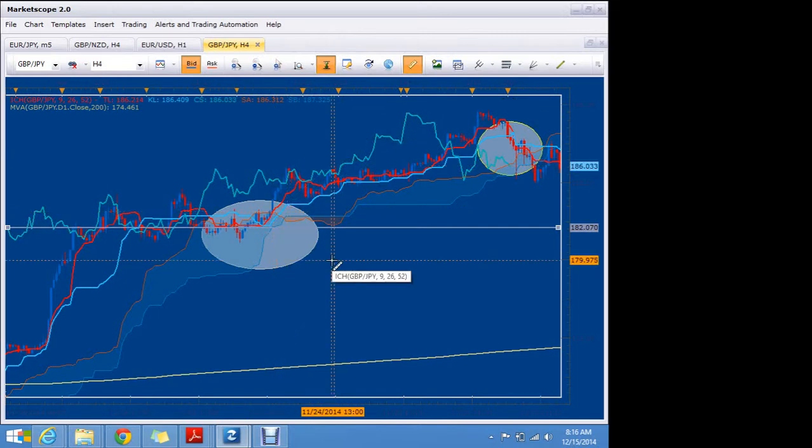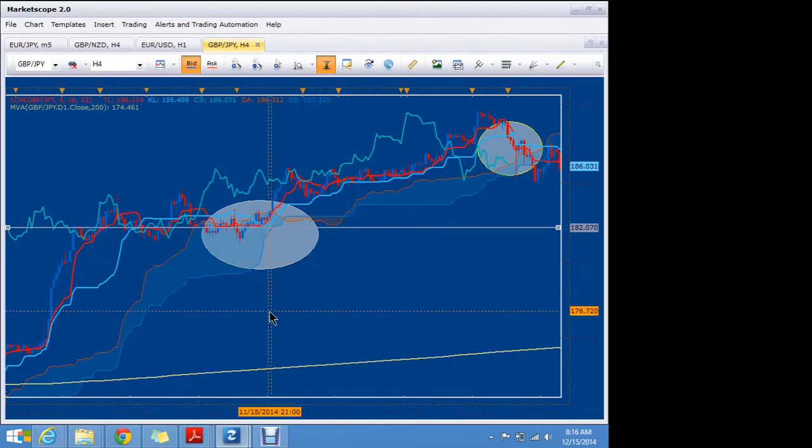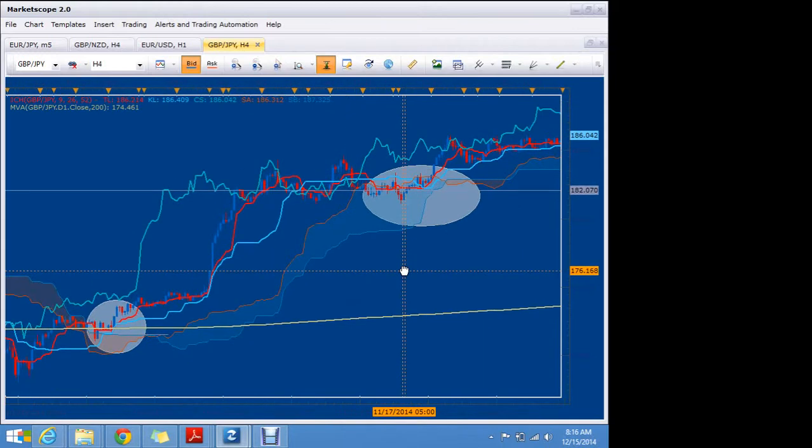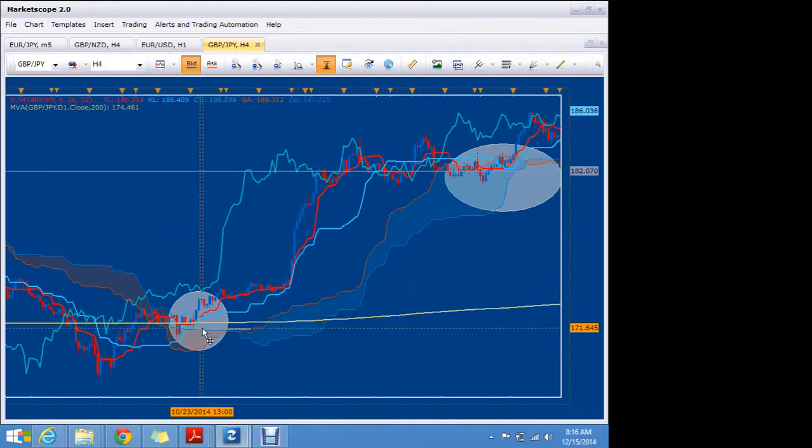So Ichimoku is really effective. Even with medium strength crosses, you have good trades. Your stop loss is just here, which is not too far. So if you are shooting for 295 pips and your stop is just about 100 pips, calculate the stats, you're doing well.